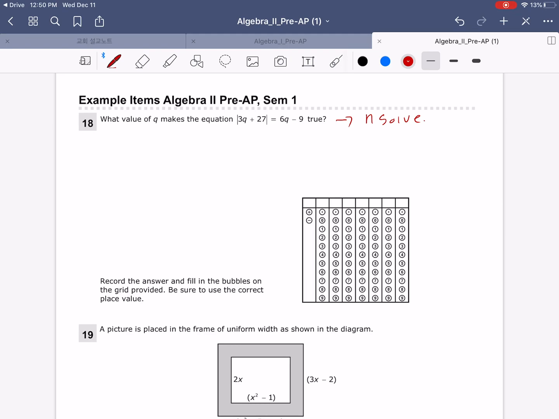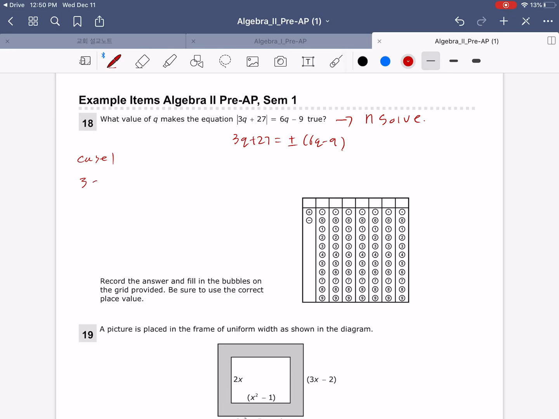Now, this one, we don't have anything in front of or on the back side of this absolute value, so you can just take it away. 3q plus 27 is equal to positive or negative 6q minus 9. Okay, case 1.